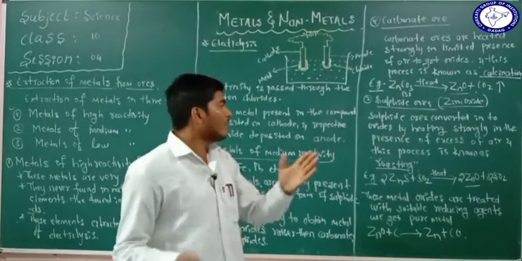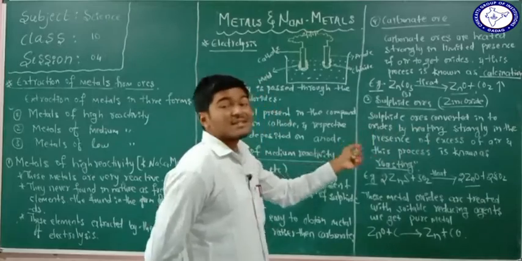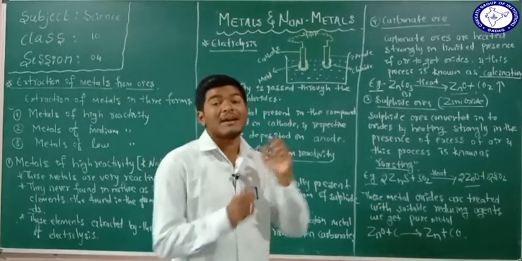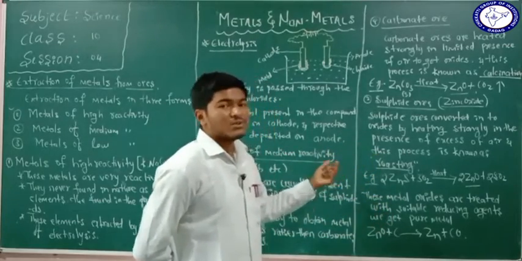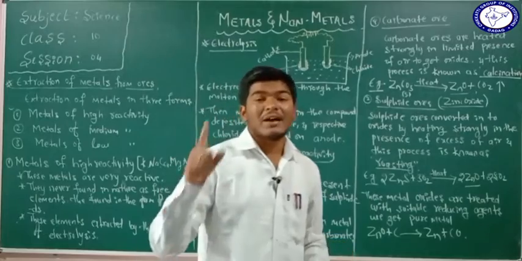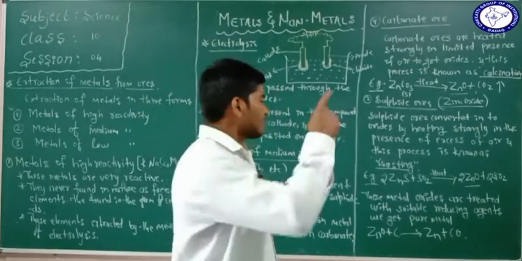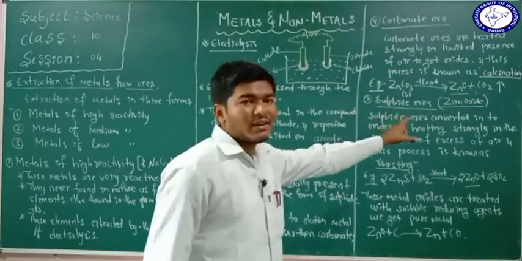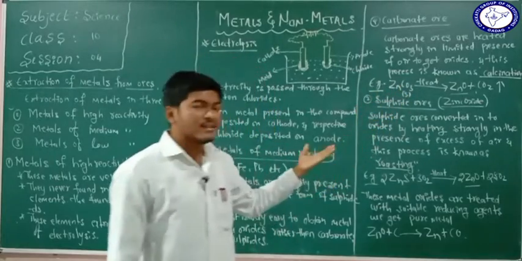So the sulfide ores are converted into oxides by heating strongly in the presence of excess of air. Excess of air means the external air, so we are going to provide the external air here. So this process is known as roasting. In our examination, they are going to ask simultaneously what is calcination and what is roasting for a 2 marks question. You have to remember these are most important, very easy definitions, and we can get very easy marks here. So what is roasting?